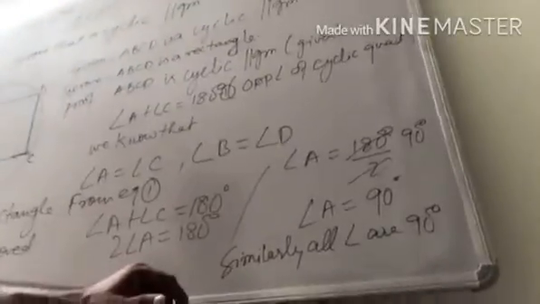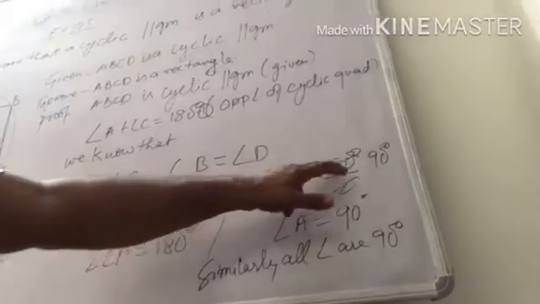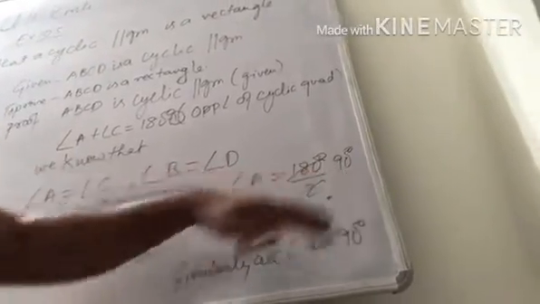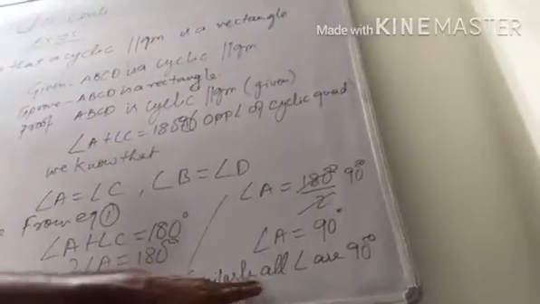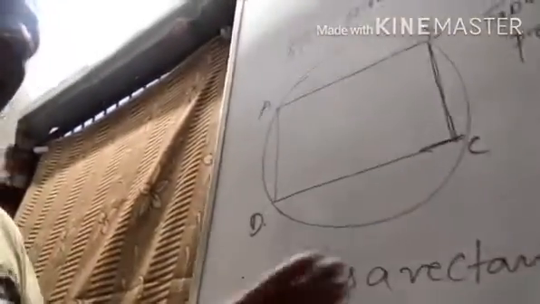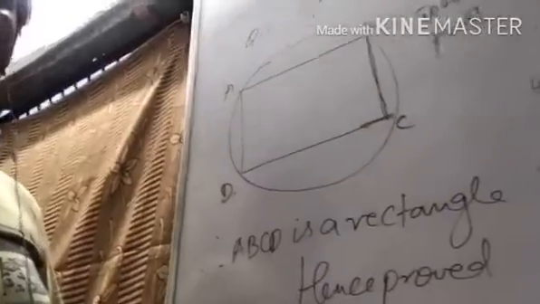So 2 angle A is equal to 180 degrees. Now angle A is equal to 180 upon 2, which is equal to 90. Similarly, all angles are 90 degrees. So ABCD is a rectangle, hence proved.